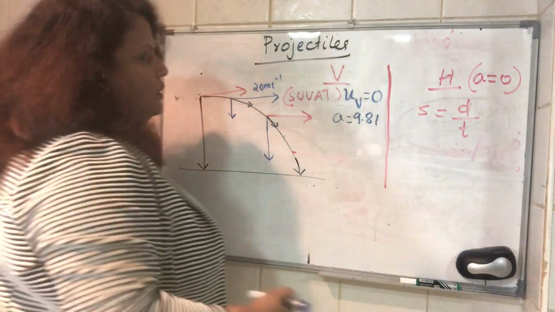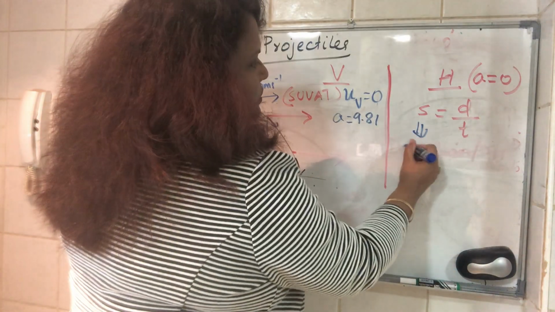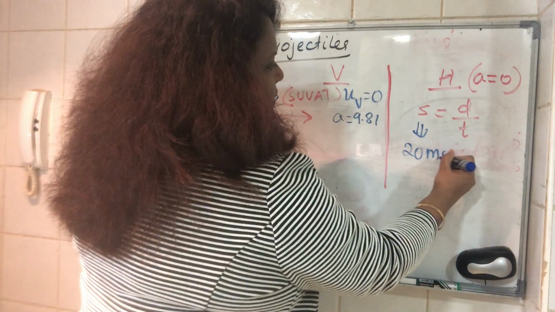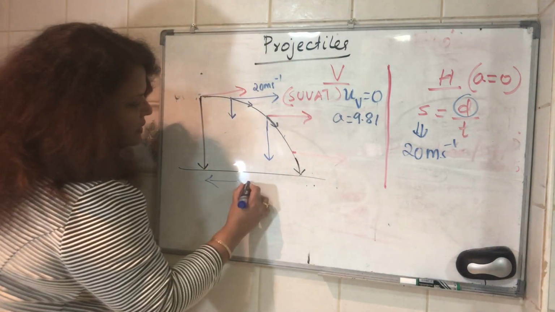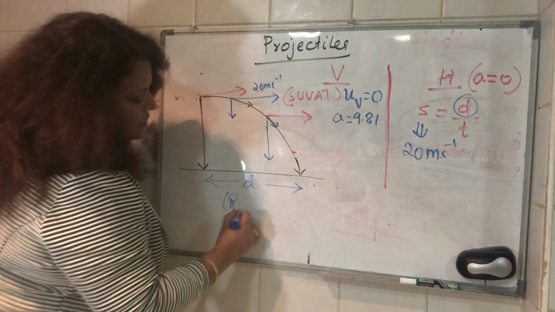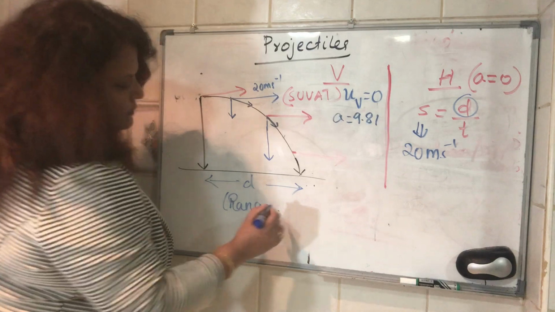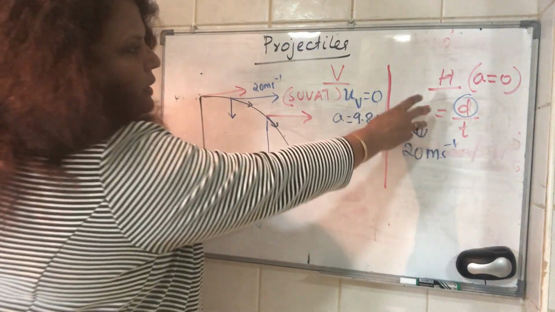Here, do we have any quantity? This 20 meters per second will be the speed. So this will be equal to 20 meters per second. Now this distance is what? This horizontal displacement. Sometimes it's also called the range. Alright, so that's the value that is known to you.